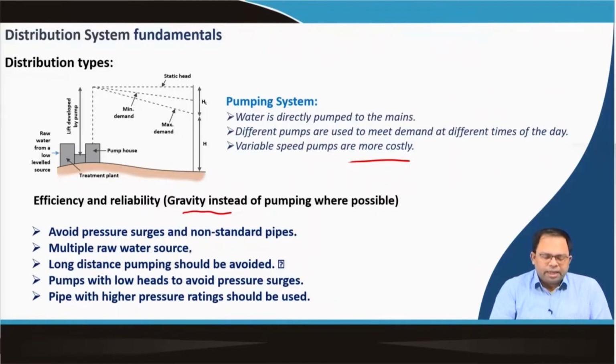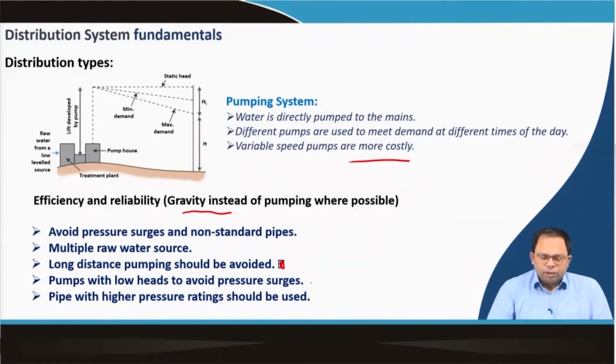And then one benefit is if we have multiple raw water sources, then we can take care of the water requirement of that area from different directions, and that actually reduces the length of pipelines. Similarly, obviously long distance pumping should be avoided, because that requires a lot of energy that goes into the pumps, and then pumps with low heads should be used to avoid pressure surges, and pipes with high pressure rating should be used. So, these are the two typical strategies that we use.